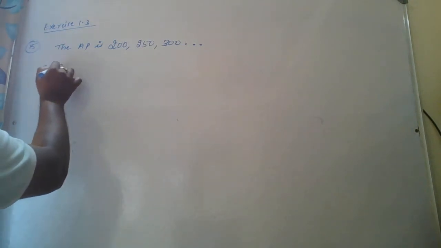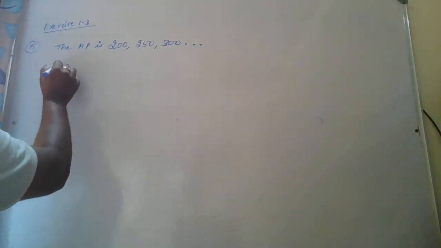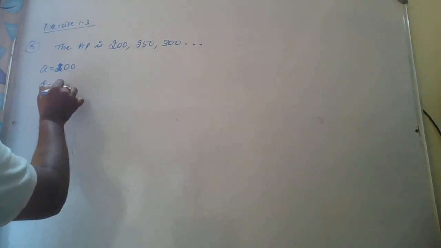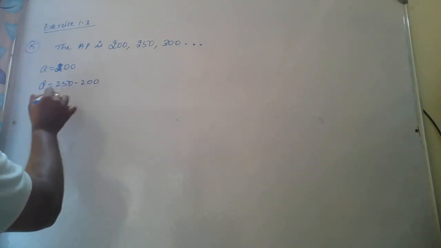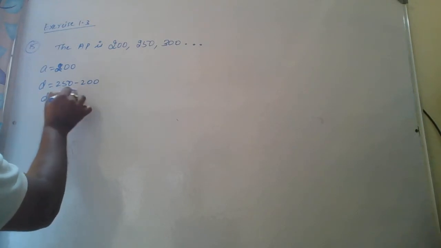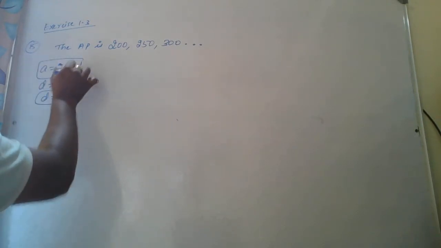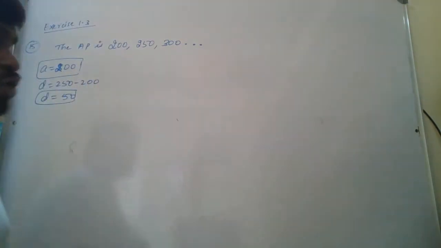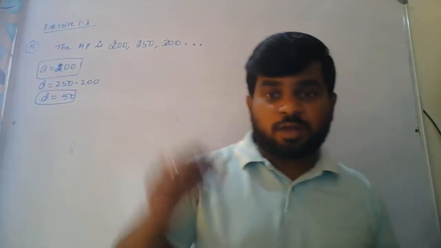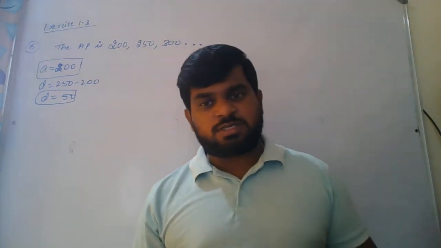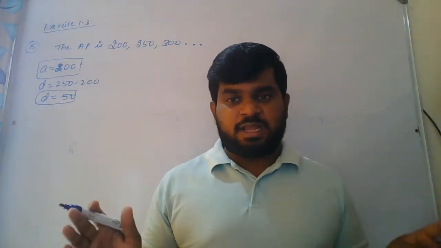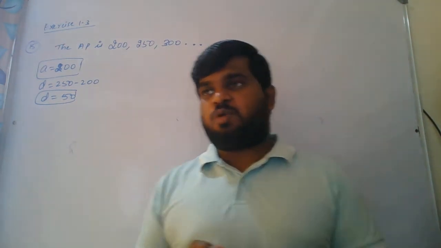Now here a value is 200, the first term is 200, d value is 250 minus 200, which gives us 50. So we got the value of a and d. Now he has totally delayed the work by 30 days. So how much is he going to pay? Not on the 30th day, that's not the question. For the entire 30 days of delay, what is the amount that he has paid?